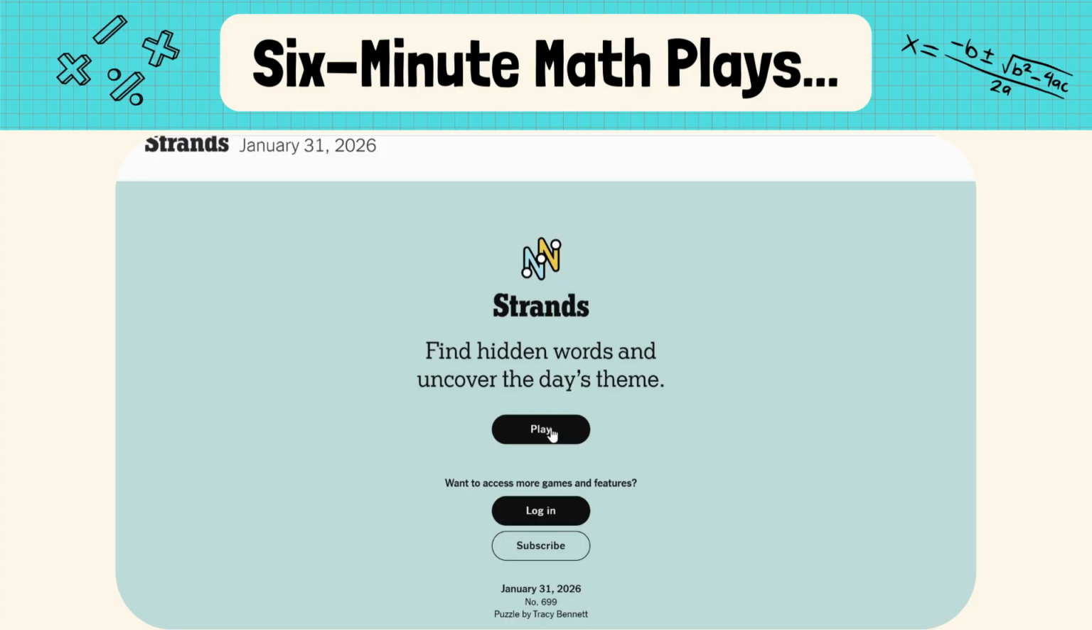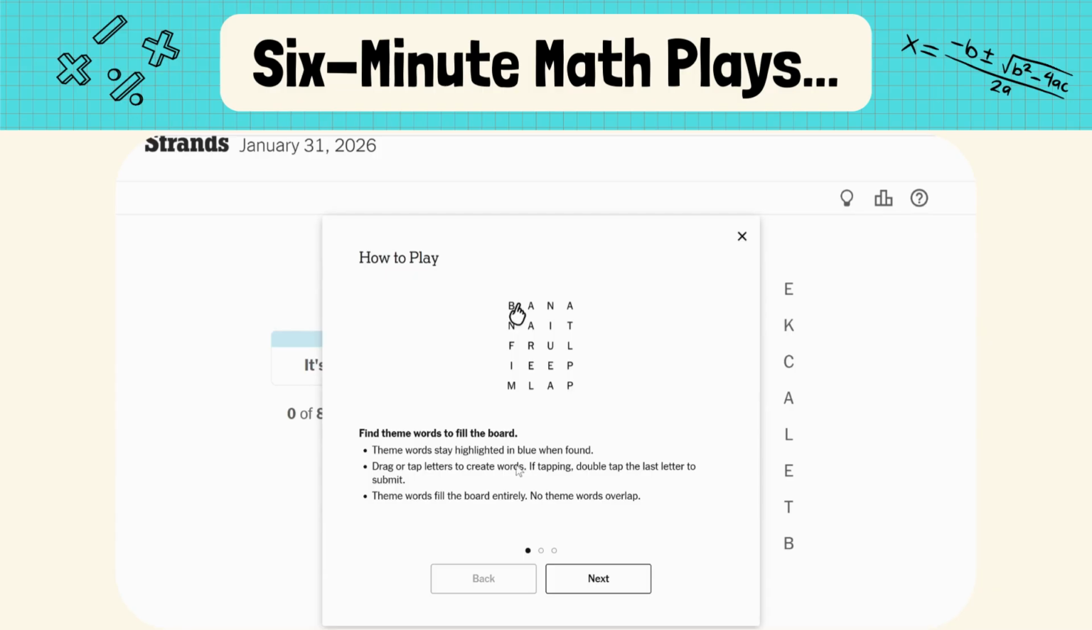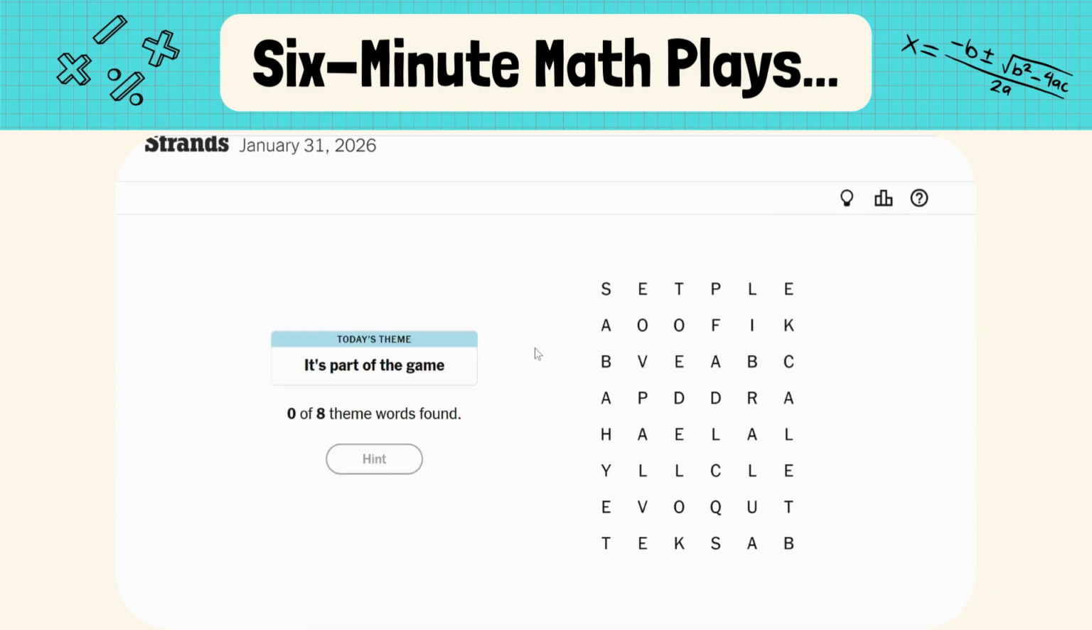So let's do our strands here. Okay, our theme today is it's part of the game. So I have basket down below. This clue is interesting. I feel basket is something. Let's set. I think we're doing volleyball. Or, I see pickle. Okay, so I think we're doing ball games here. So let's see if I can find ball. I have ball there.